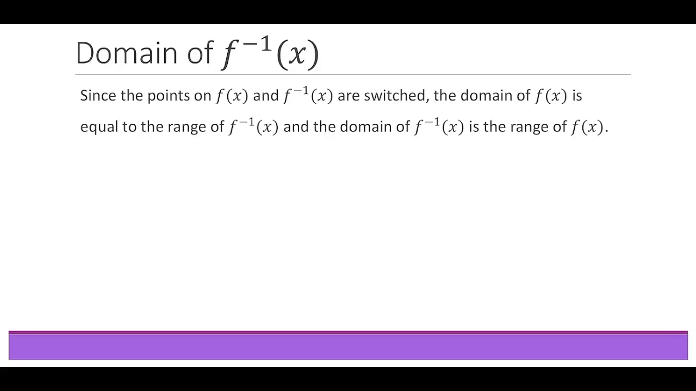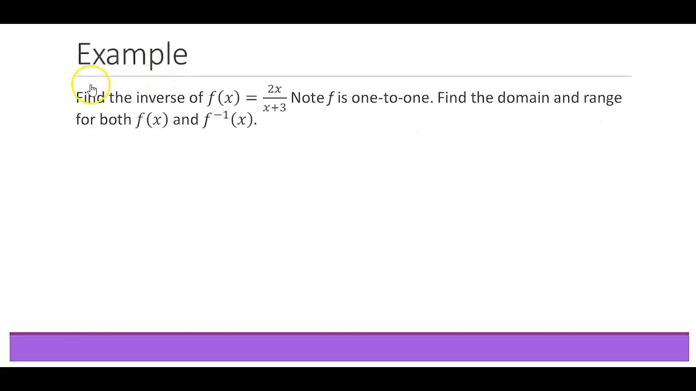So let's now look at an example. In this last example, we're going to find the inverse of f of x equals 2x over the quantity x plus 3. Note that f is 1 to 1, so we don't have to graph it and verify. We're just given that f is 1 to 1. Find the domain and range for both f of x and f inverse of x.